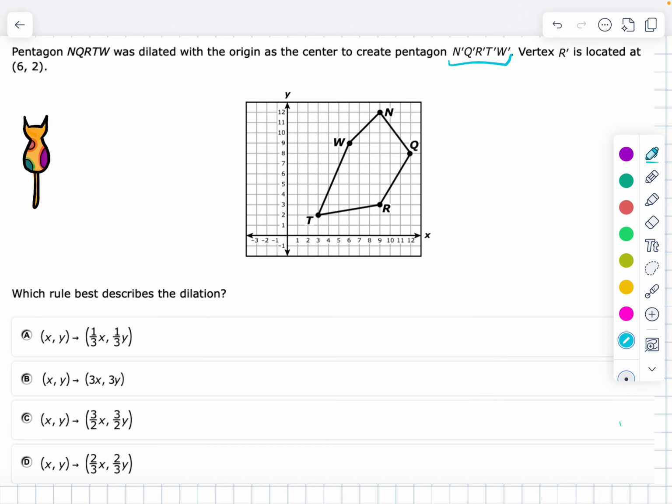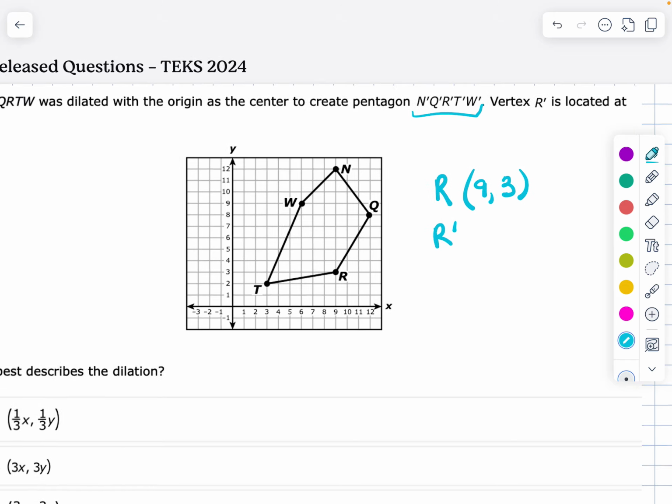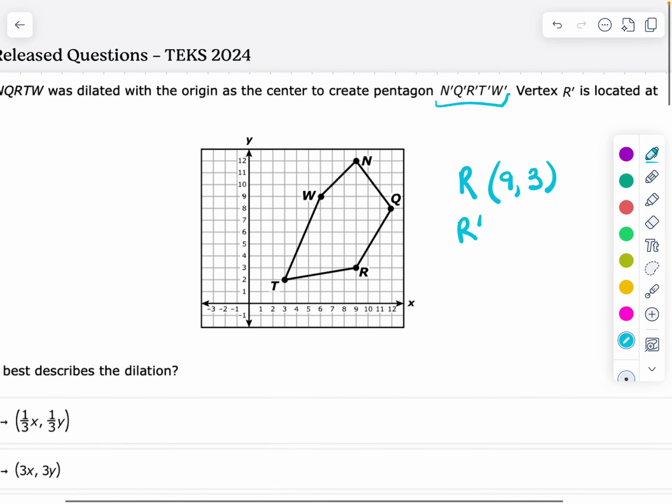So the first thing we need to know is, where does R start? What's our R starting place? If we look on the graph, let me make this a little bigger, R is (9, 3). And then R prime, they tell us, is (6, 2). Let's go ahead and plot that point, (6, 2). So this is (6, 2), and that's R prime.